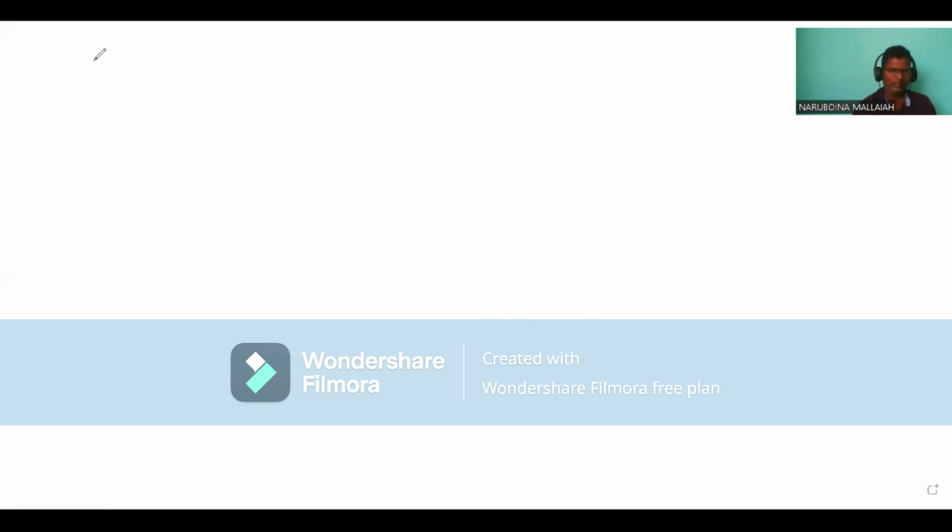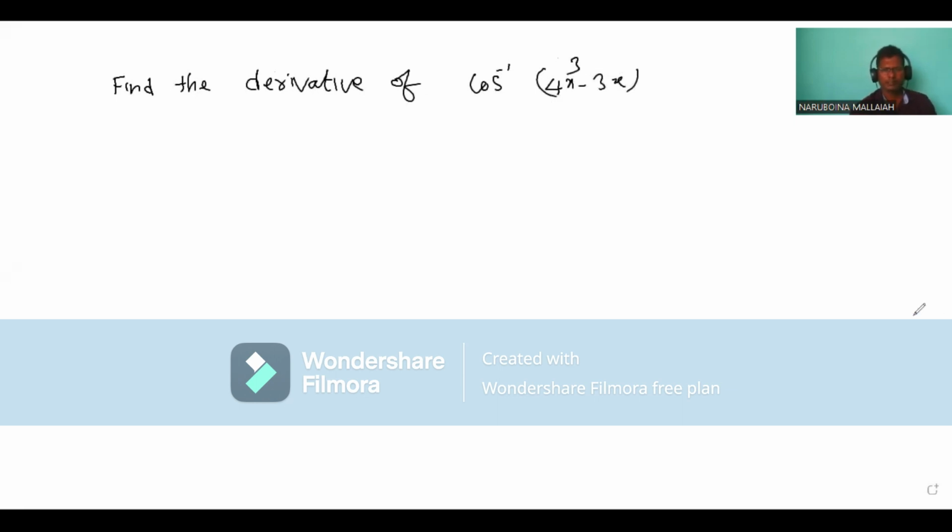Find the derivative of cos inverse of 4x cube minus 3x. See here, in the bracket we have 4x cube minus 3x. This must be in terms of cos. So here, the cos 3 theta formula is hidden.